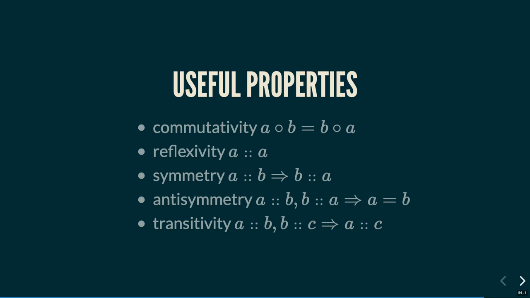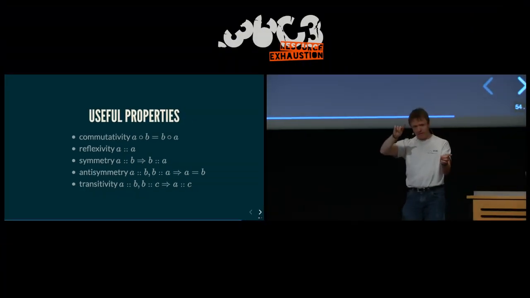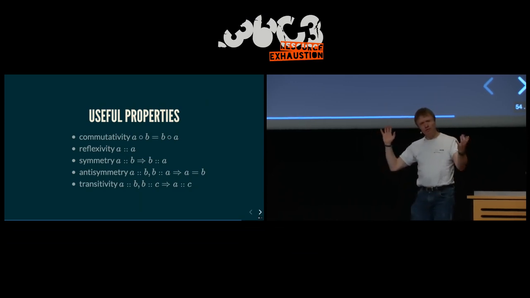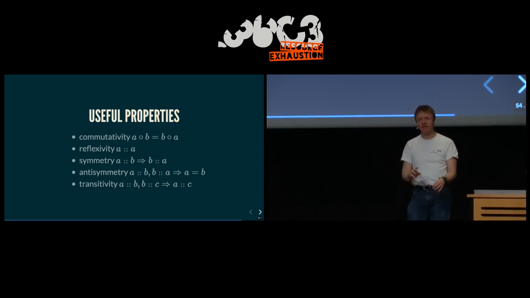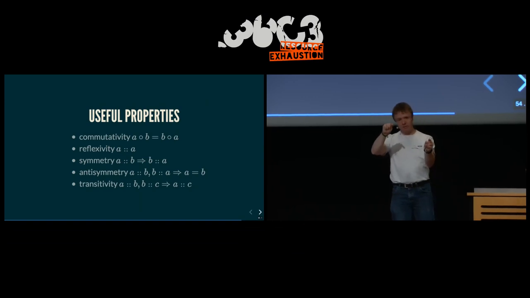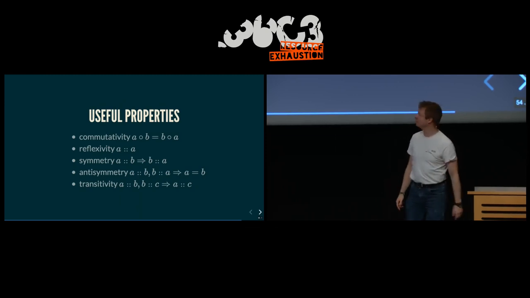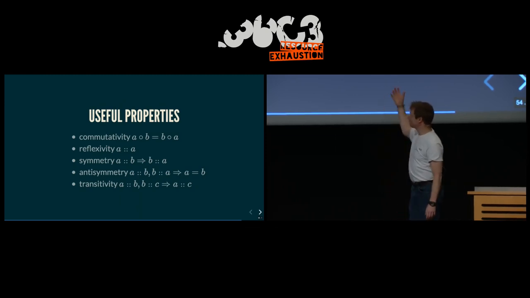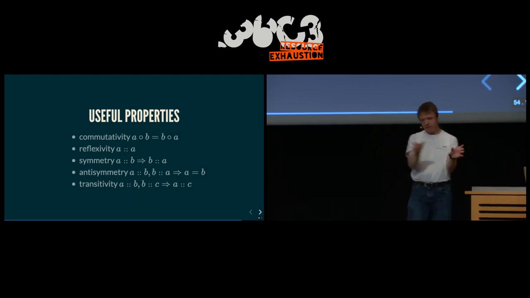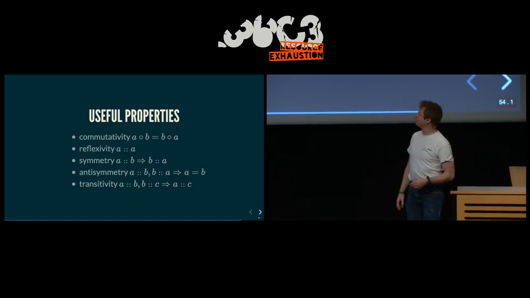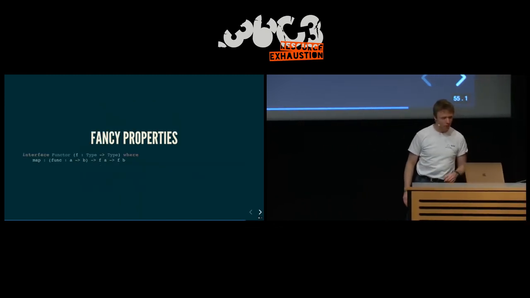Reflexivity says that A is always related to A. Symmetry says if A and B are related one way, they need to be related the other way too. Anti-symmetry intuitively would seem kind of the opposite, but that doesn't make sense. It just says if two things are related in both ways around, for example, orders like less or equal are anti-symmetrical, then they must be the same. And transitivity just says that you can form chains of your relation. So those are a little dictionary of useful properties that you can look for.